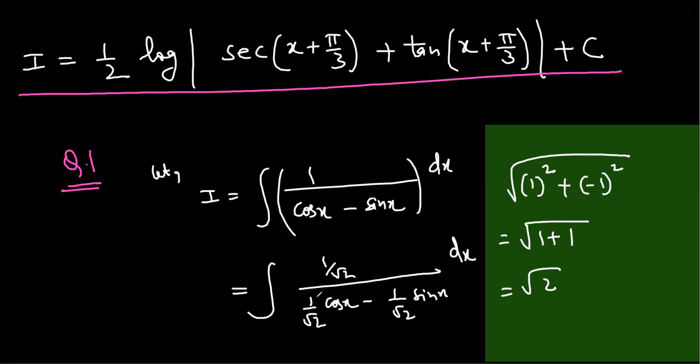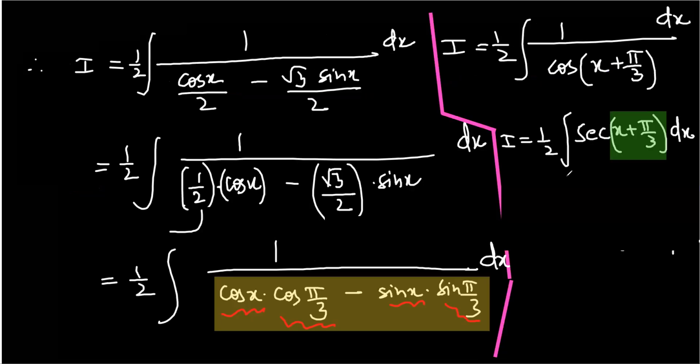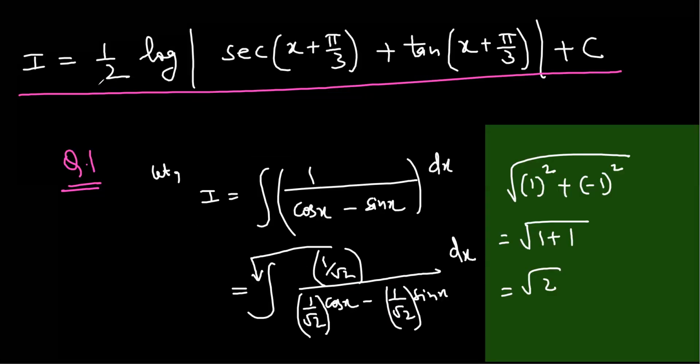Then you write this 1 upon root 2 with cos x as cos pi by 4, and this as sin pi by 4. So you get cos x cos pi by 4 minus sin x sin pi by 4. The numerator is a pure constant without any variable, so it will go outside. So you get 1 upon cos of x plus pi by 4, which is sec of x plus pi by 4, and you integrate the same way as you integrated sec of x plus pi by 3. So the final answer is 1 by root 2, like here you had 1 by 2, log of sec of x plus pi by 4 plus tan of x plus pi by 4, plus c. That will be the final answer.